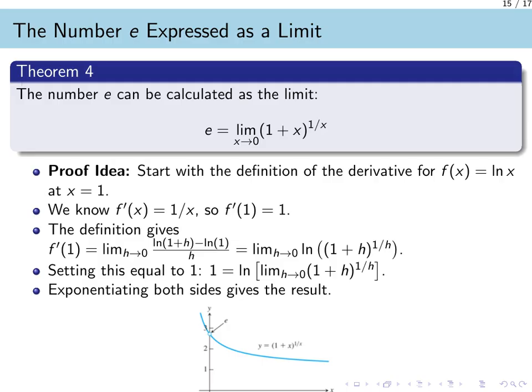Now, if we write out the limit definition for this derivative at x equals 1, we get the limit as h approaches 0 of the fraction with natural log of the quantity 1 plus h in the numerator and h in the denominator. Using a logarithm property, this can be rewritten as the natural log of the limit of the quantity 1 plus h, all to the power of 1 over h. Since we know this derivative equals 1, the expression inside the logarithm must be equal to e. By exponentiating both sides of that equation, we isolate the limit itself. Therefore, the number e is precisely the limit of the quantity 1 plus x to the power of 1 over x, as x approaches 0.